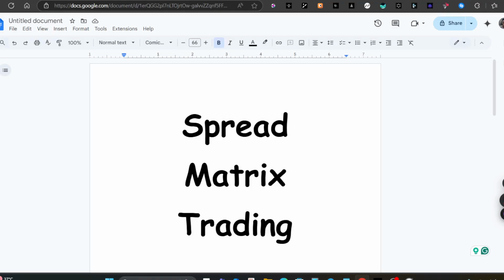Okay, we are just going to be looking at an advanced yet essential tool that can help you execute smarter trades, and that is the spread matrix trading technique. If you've ever experienced unexpected slippage, poor trade execution, or struggled to understand liquidity, then this is the video for you. The spread matrix helps you analyze bid ask spreads across multiple currency pairs and time frames, allowing you to trade more efficiently and avoid unnecessary trading costs.